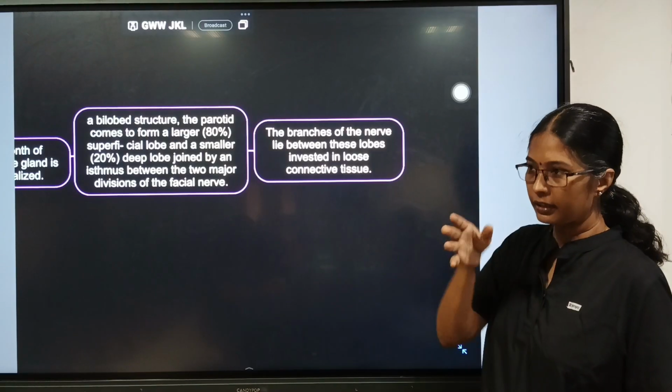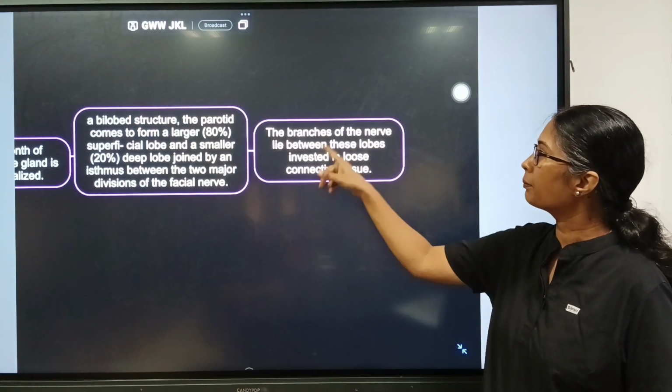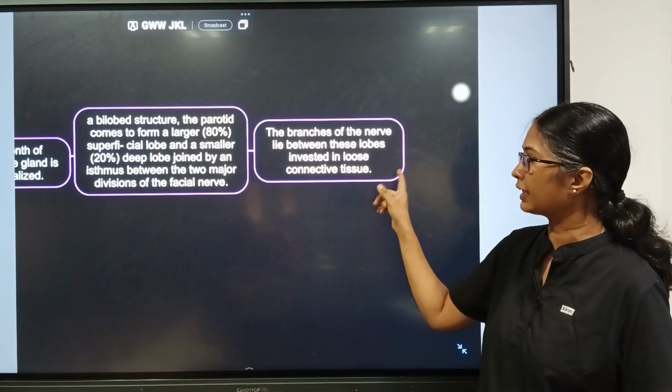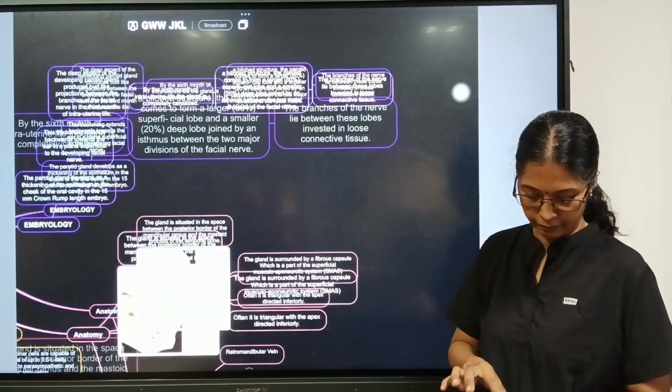So the facial nerve forms a structure in between the superficial lobe and the deep lobe. And the branches of the facial nerve lie between these lobes, invested in loose connective tissue. So always the parotid gland is associated with the facial nerve and its branches.